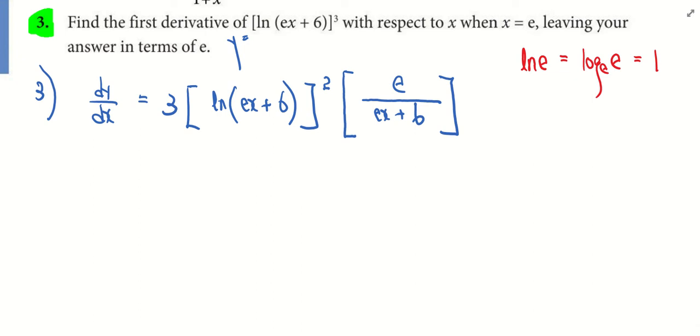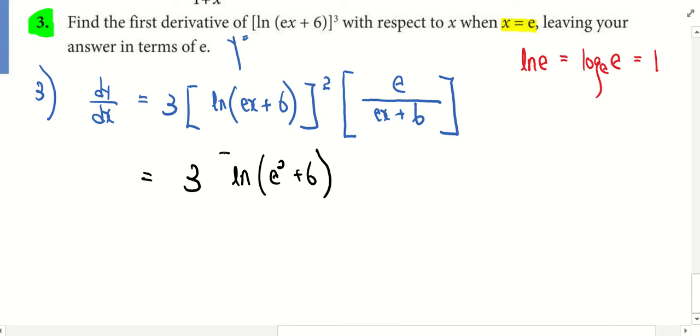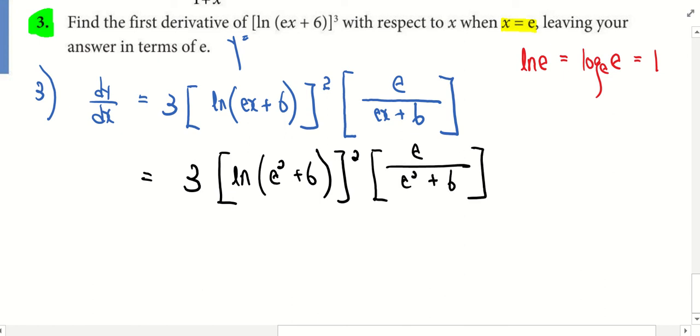Now, x is equal to e. Remember, they say find the value and don't press calculator. Just simplify. So your x now becomes e. So I'm going to write 3. Alright, replace my x by e. So I have a ln e square plus 6. Never mind, I still put in bracket square first. Okay, the next square bracket, e square plus 6. Am I right? Correct? It should look something like that.